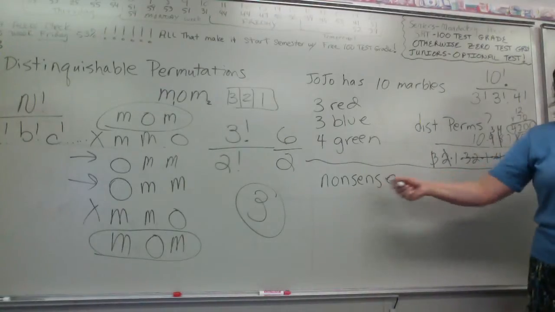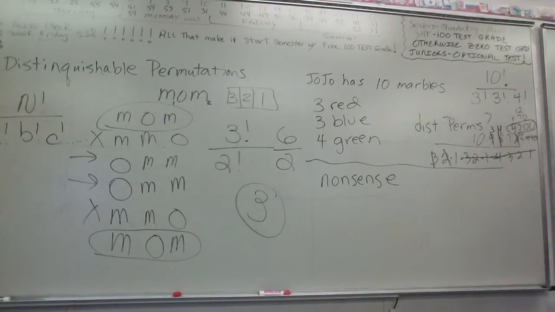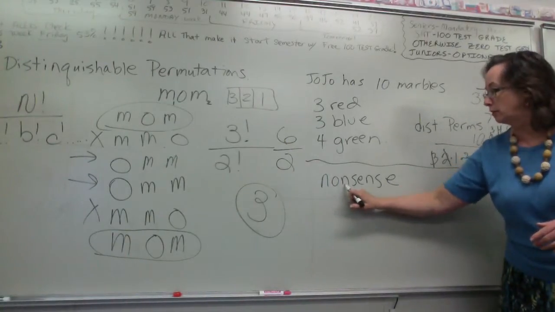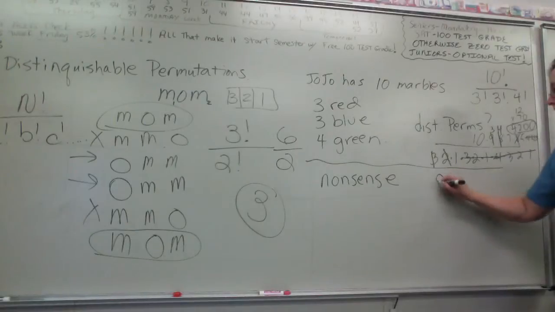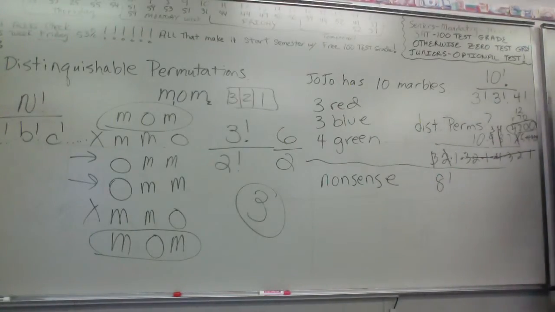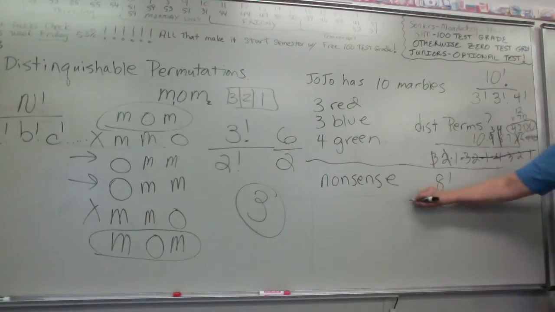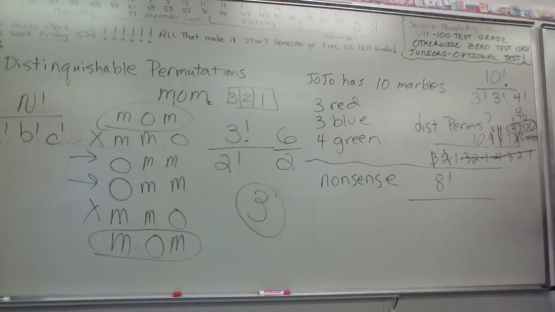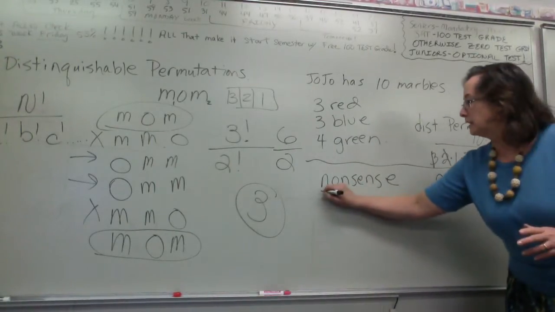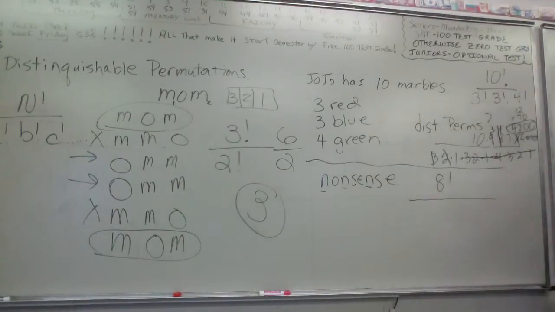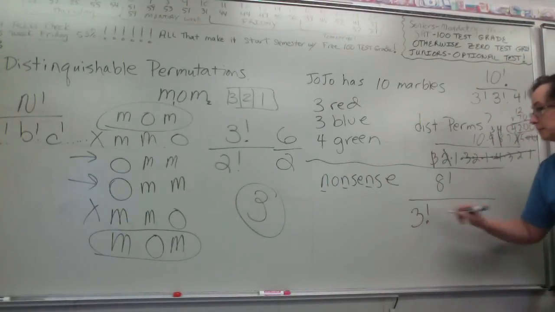Okay, so now how many different permutations can we come up with the word nonsense? So first we're going to count 1, 2, 3, 4, 5, 6, 7, 8 letters. So 8 factorial will go on the top. Peter, what will go on the bottom? David, what will go on the bottom? 3 factorial. Which one are you seeing? The n. He sees 1, 2, 3 n's. So we'll say 3 factorial on the bottom to take care of the n's.